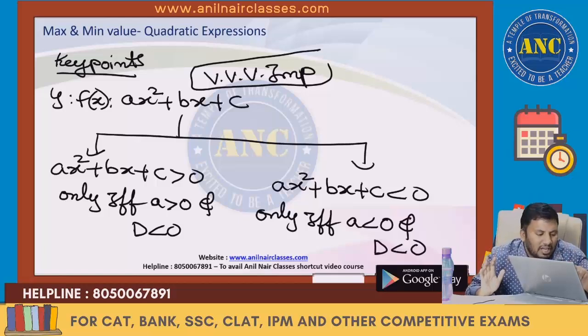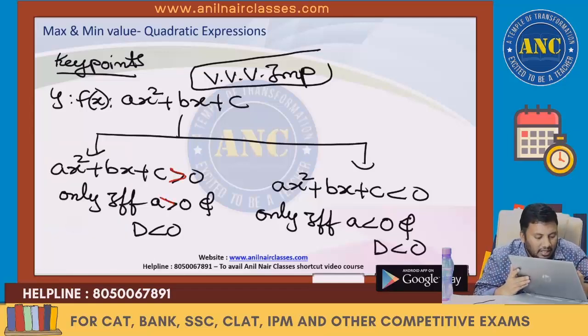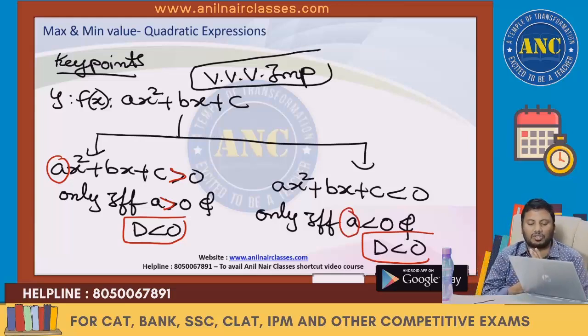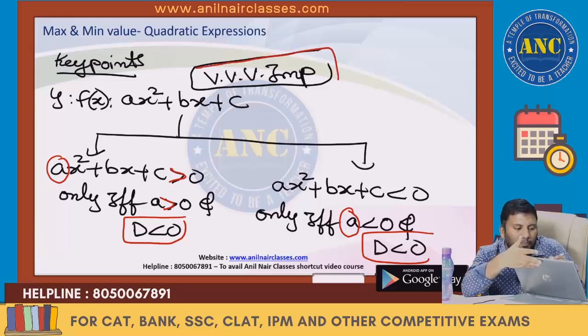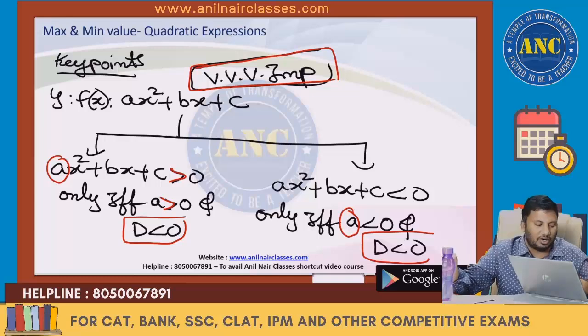Very simple way. Expression will be greater than 0 if the coefficient of x square, a, is greater than 0. D less than 0 is common in both. Quadratic expression will be less than 0 if the coefficient of x square, a, is less than 0. Very, very important point. Please make a note. Greater than 0 only if a greater than 0, d less than 0. Less than 0 only if a less than 0, d less than 0.